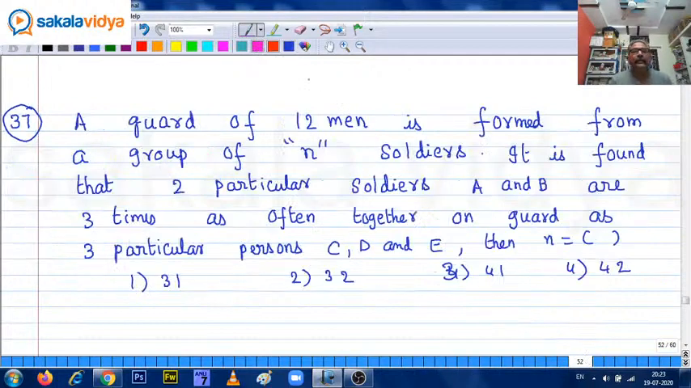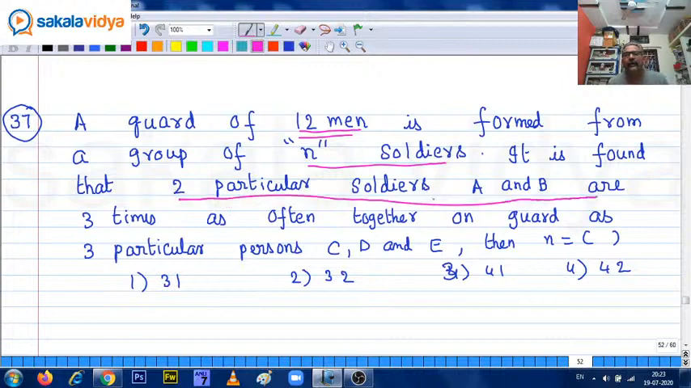A guard of 12 men is formed from n soldiers. It is found that the number of ways of forming the guard with two particular soldiers A and B included in the 12 men is equal to 3 times the number of ways of forming the guard when 3 particular persons C and D are included.